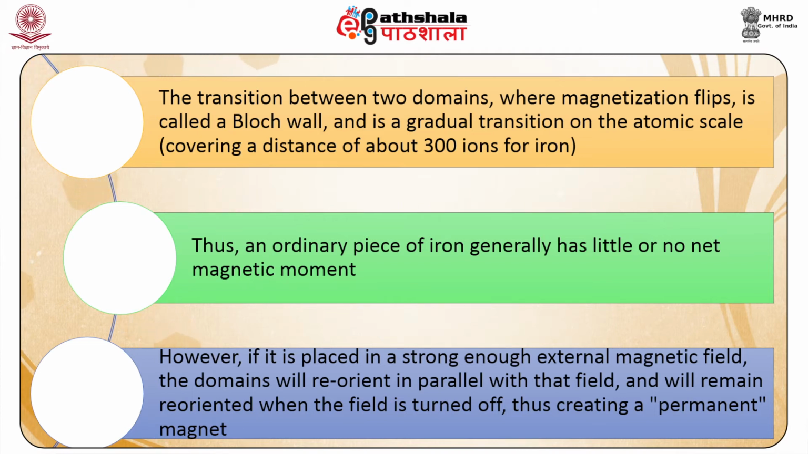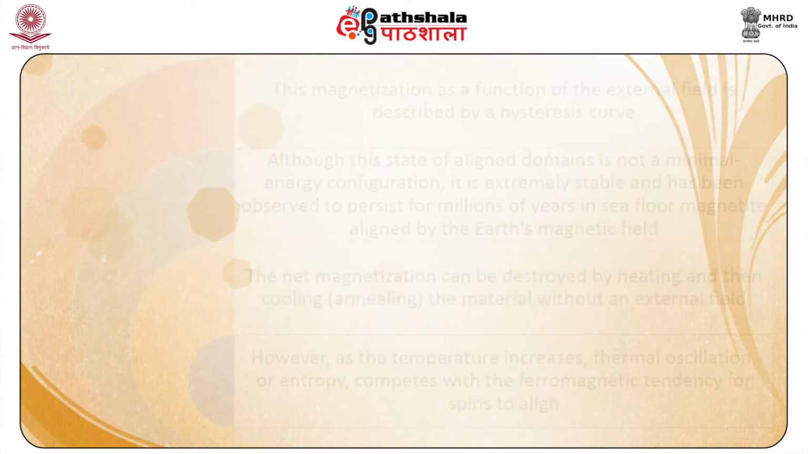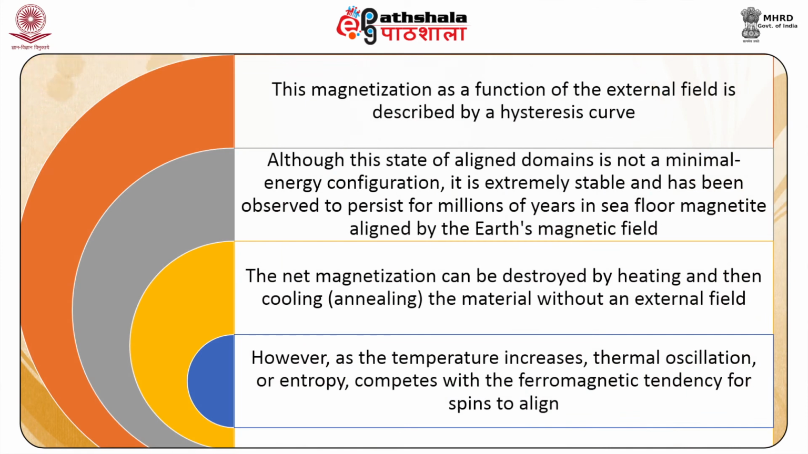Thus, an ordinary piece of iron generally has little or no net magnetic moment. However, if it is placed in a strong enough external magnetic field, the domains will reorient in parallel with that field and will remain reoriented when the field is turned off, thus creating a permanent magnet. This magnetization as a function of the external field is described by a hysteresis curve.